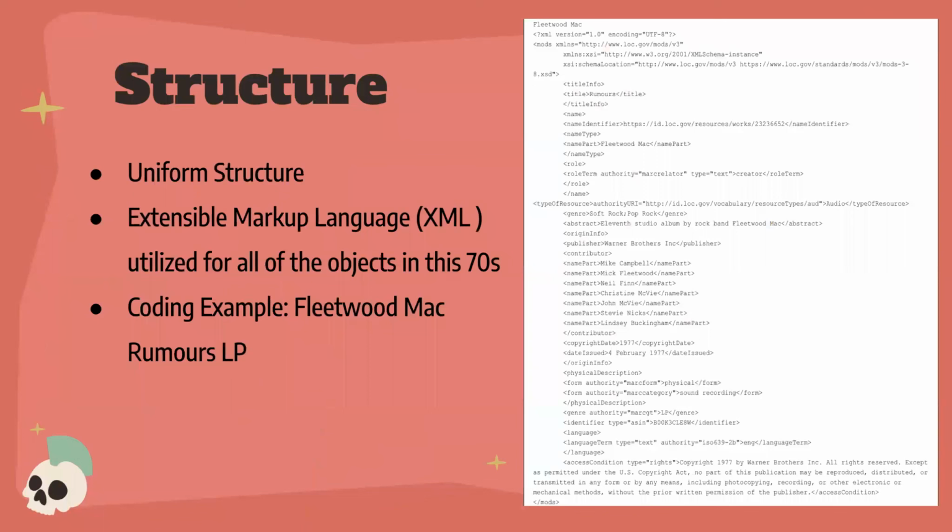We have a uniform structure of all of our objects and have utilized XML for record creation. The metadata we collected from each of our 10 objects is consistent under MODS. As a result of the consistent formatting, our users can easily navigate our 70s rock collection. As you can see in the image, this is an example of one of our XML coded records for Fleetwood Mac's LP titled Rumors. Our concept model pieces everything together.